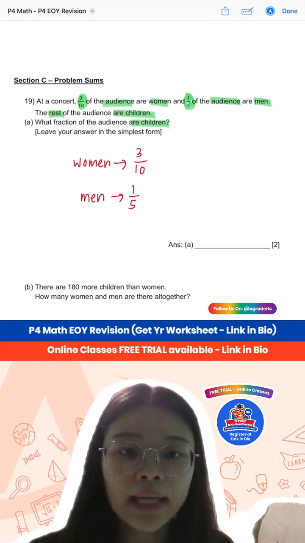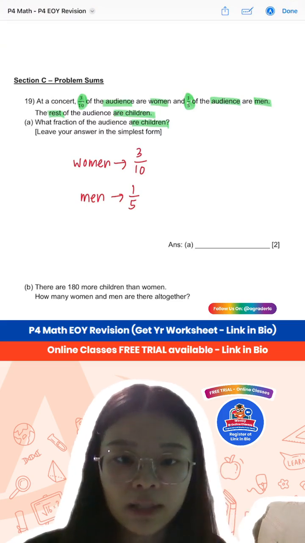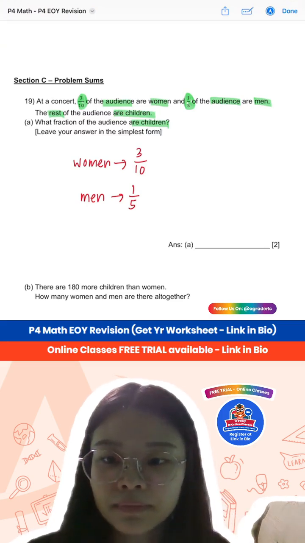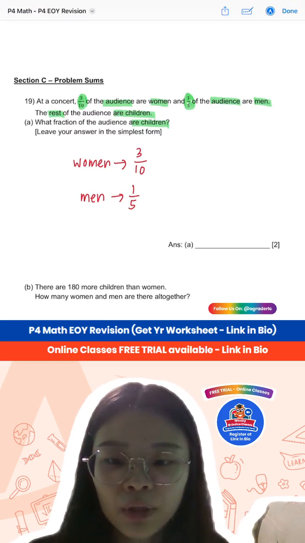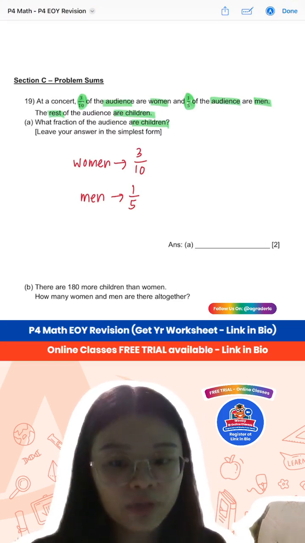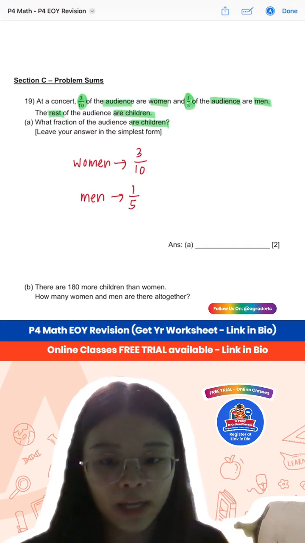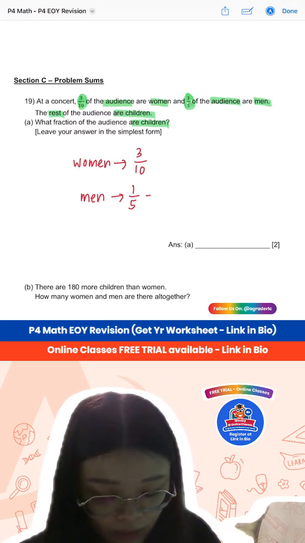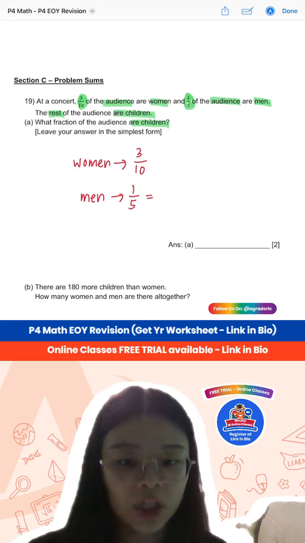Since they all belong to the same audience, we need to do something. Eden EV says 3/10 plus 1/5. We could do that, but we can also do something to this first, so that we can do the addition a bit easier.